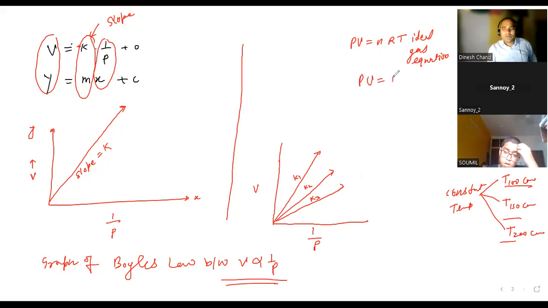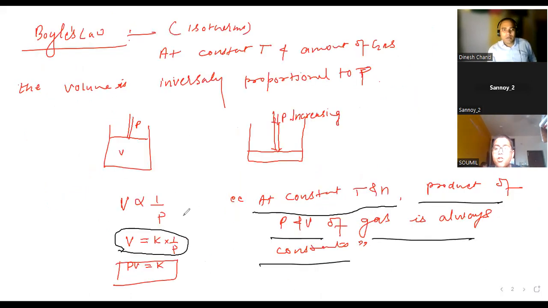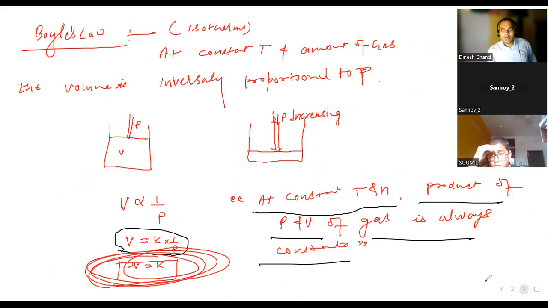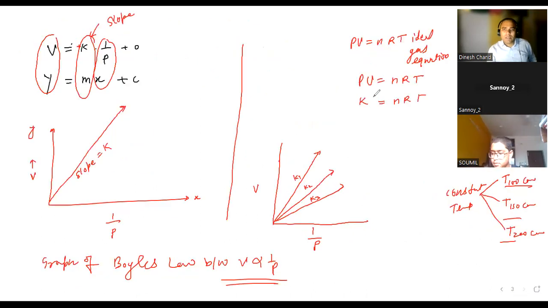PV is equal to nRT is there. Okay. So yes, PV is equal to K, and K is nRT. Why am I writing K? Because here we did it on the last page. PV equal to K and PV equal to nRT, so that is what I wrote. This portion is clear, na, PV is equal to K. Yes, sir, clear.